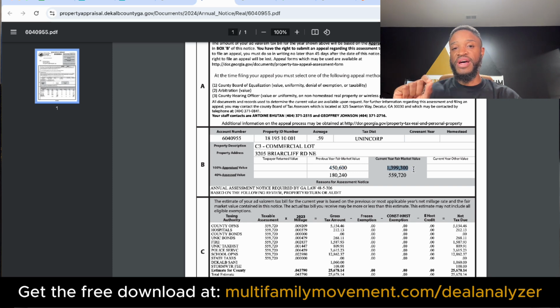Now, the assessed value is not always identical to the price. Appraisal price and the assessed value, they may be similar, but they're not identical. The assessed value comes from the city. The appraised value comes from an appraiser or the market, okay? And so now you see that the 40% assessed value, 40% of the assessed value is going to be $559,000.